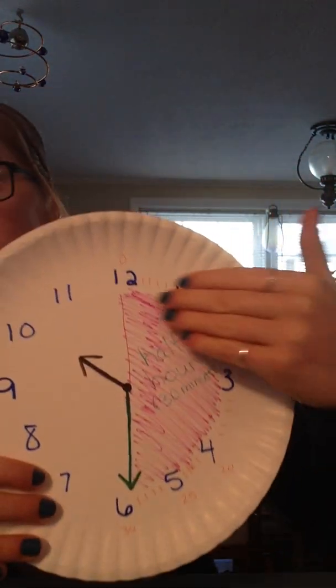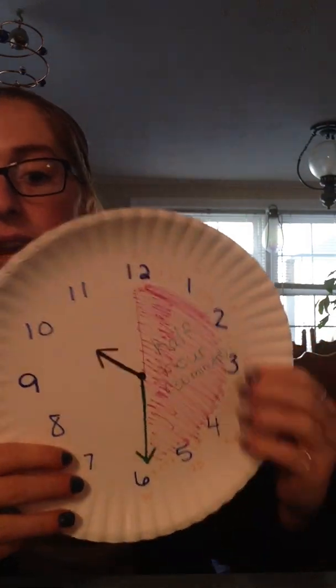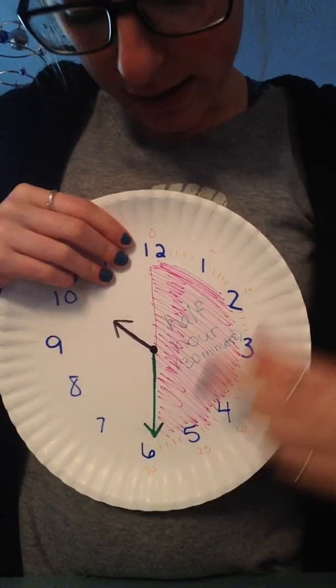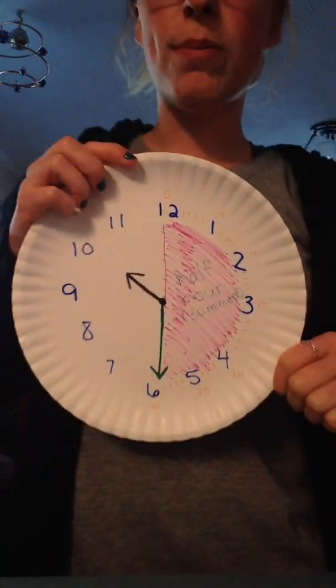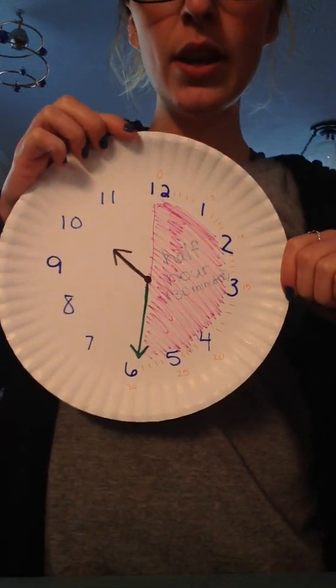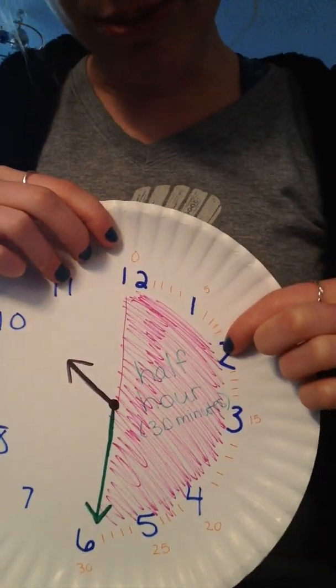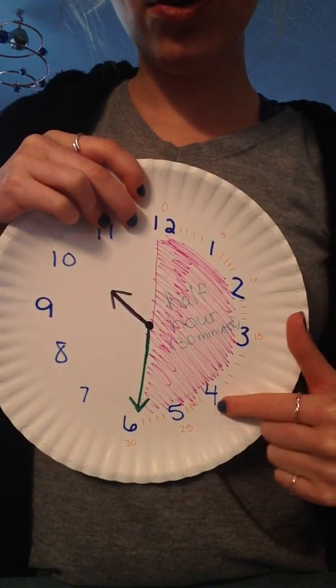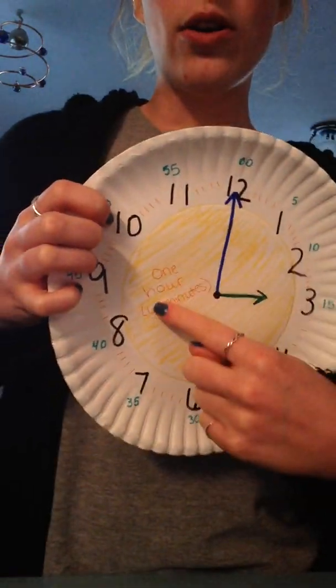So if we look at this, this is a better showing of it. Half of the clock is 30 minutes because the whole hour is 60 minutes. So if it only goes around halfway, it goes around 30 minutes. And if you look, I have my blue numbers, which are my hours, but then I have these orange numbers up here. What do you think those are? Those are the minutes. So between each of these blue numbers, it's 5 minutes. So I have 5, 10, 15, 20, 25, 30. So 30 minutes in half an hour. And then you can see 1 whole hour is the whole clock, or the whole plate, and it's 60 minutes.